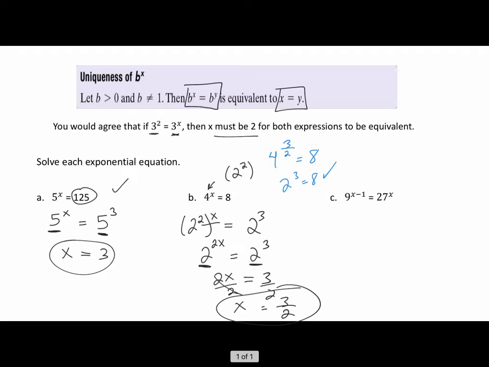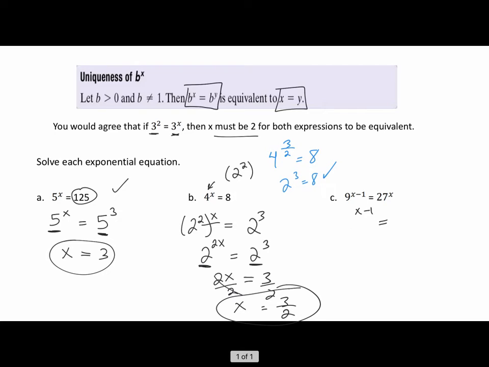For C, 9 to the x minus 1 equals 27 to the x. Can I write 27 as a base 9? 9 squared is 81. So that's already too big. Well, let's take that off. We are not going to be able to use a base 9.